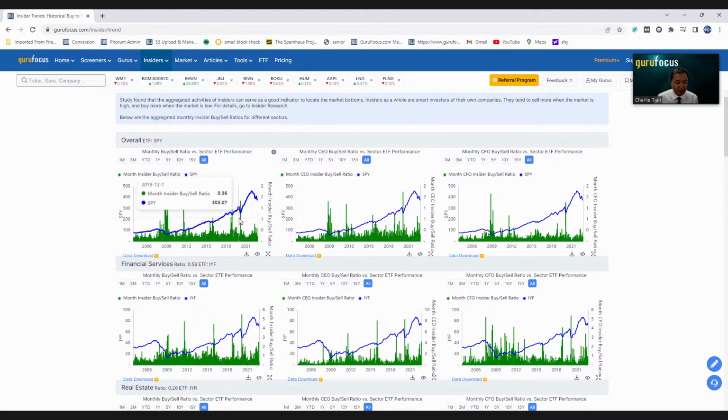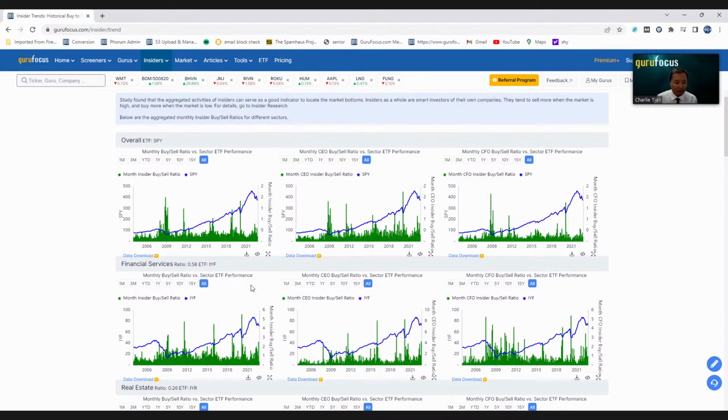You see, this was March 2020, and it was a very good time to buy. This was during the financial crisis of 2008, 2009, a good time to buy. This was 2011 during the government shutdown. It was a good time to buy. And even this year during the June market bottom, the market actually crashed down, and the insider buy-sell ratio became higher.